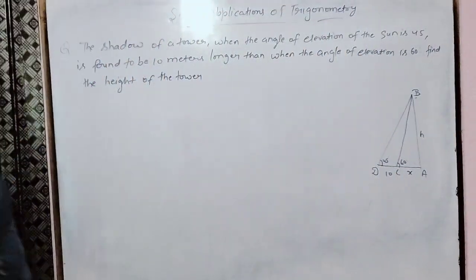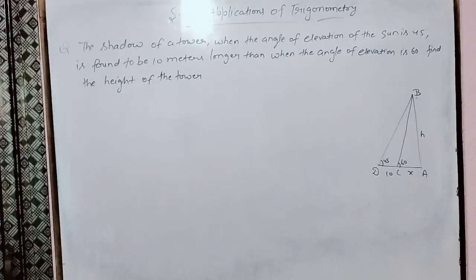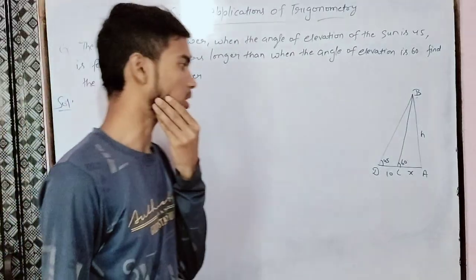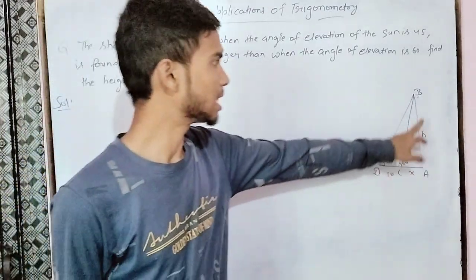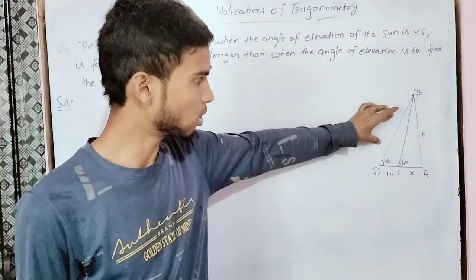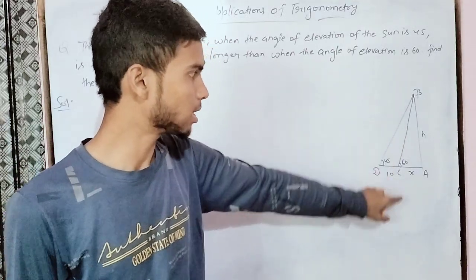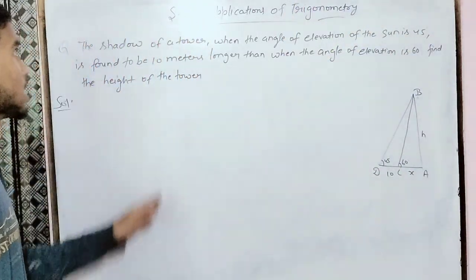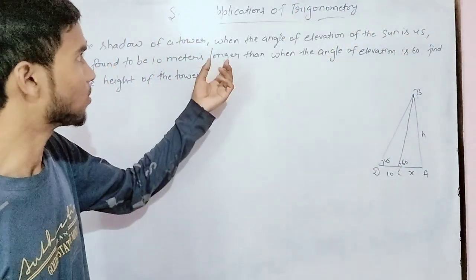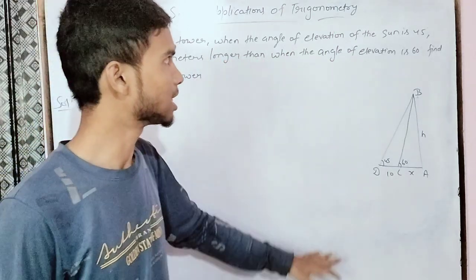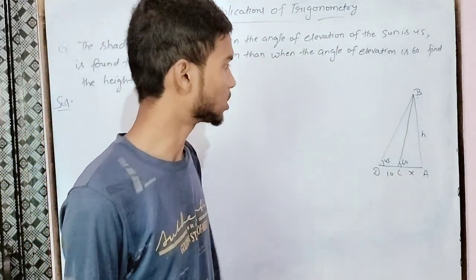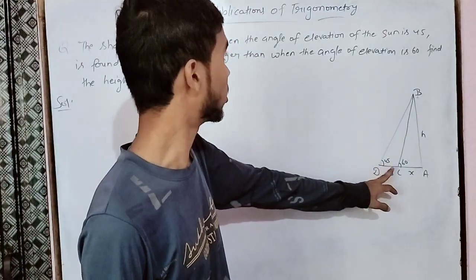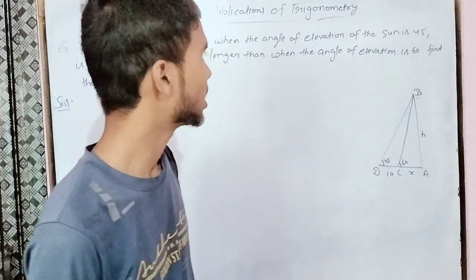You have this figure from this question. Isha is saying the shadow of a tower. This is a tower. A tower doesn't look like this, not like this. A tower looks straight. So the shadow of a tower, when the angle of elevation of the sun is 45, so this is the angle of elevation of the sun, which is 45.